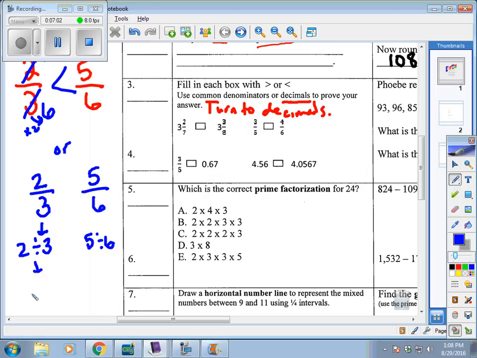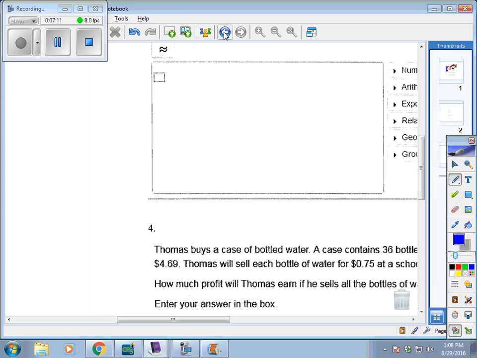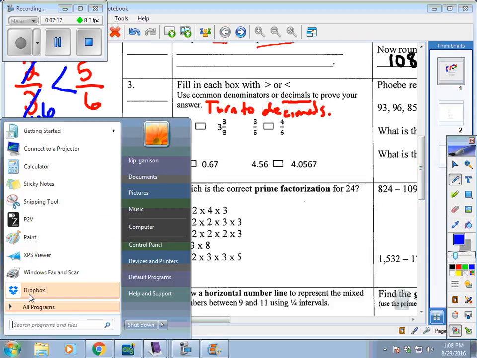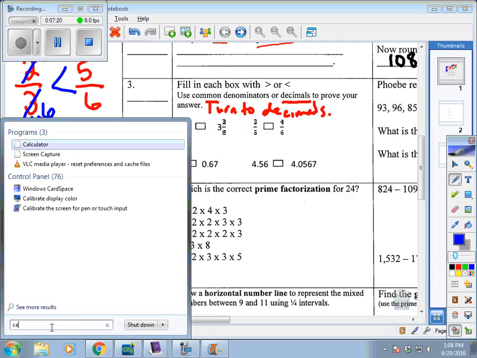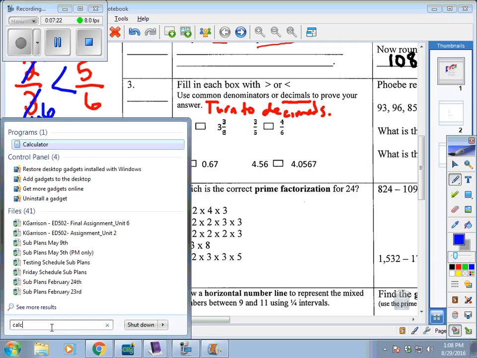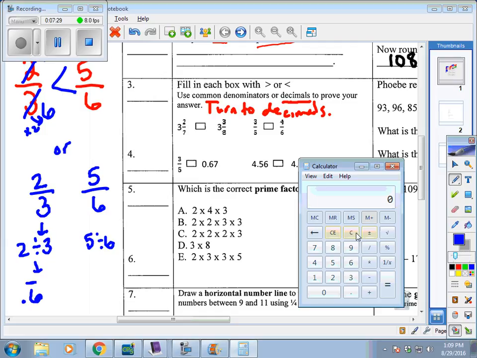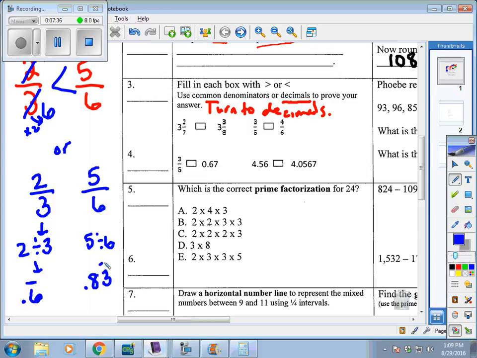Okay? When you do this, it's going to give you 0.6 repeating, which has a little line over it. That basically says it goes on forever and ever. And then when I do 5 divided by 6, you can use a calculator for this division. I don't expect you to do it in long form, since we're practicing a different skill. 5 divided by 6 is going to give me 0.83 repeating. So it's 0.8, and then the line goes over the 3.